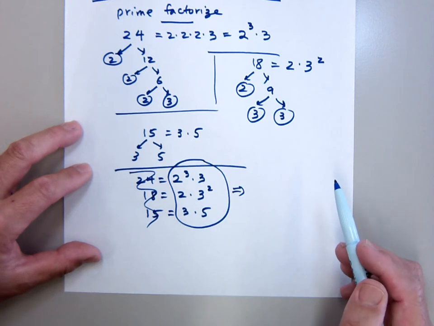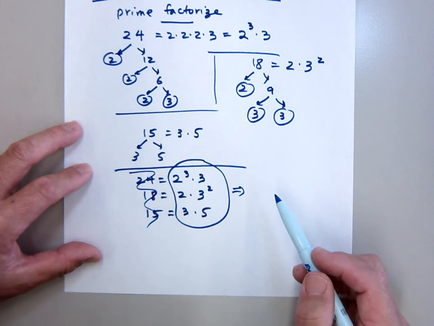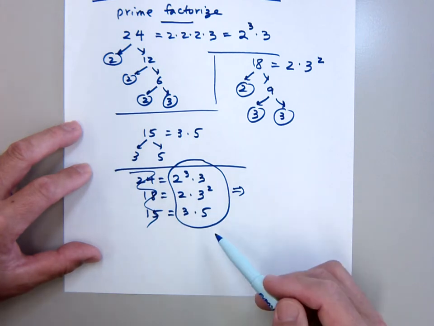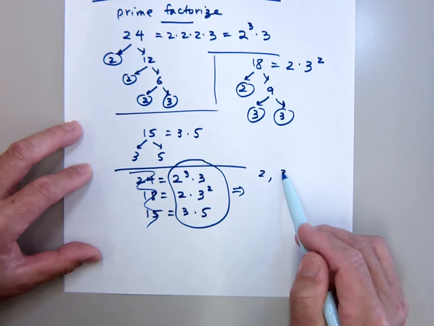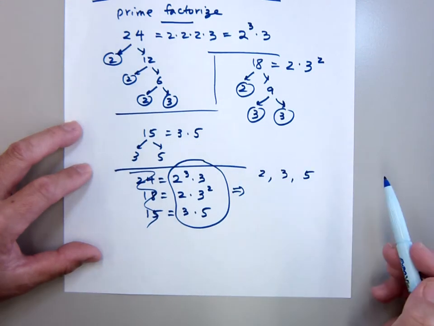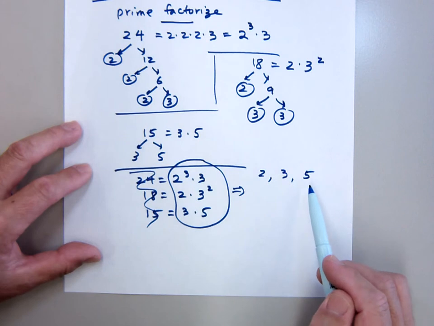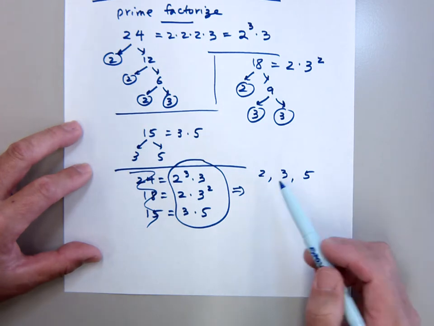And we are going to list all the prime numbers we used to prime factor all these three numbers. If you look carefully, we only used 2, 3, and 5. Those are the three prime numbers we used. There are no others. There is no 7, no 11, no 13. These are the only three.